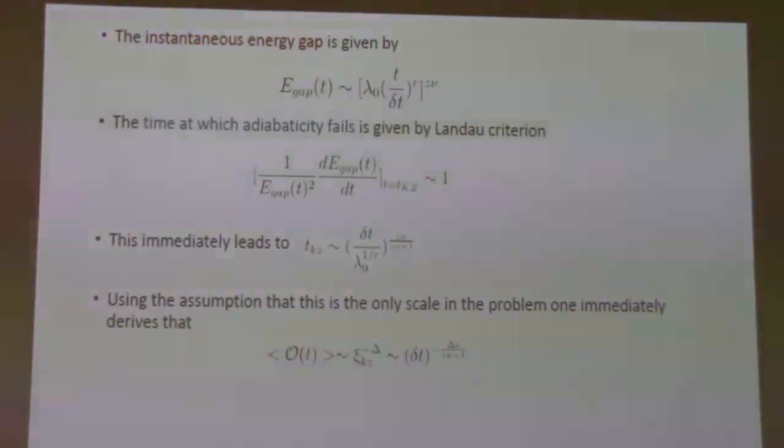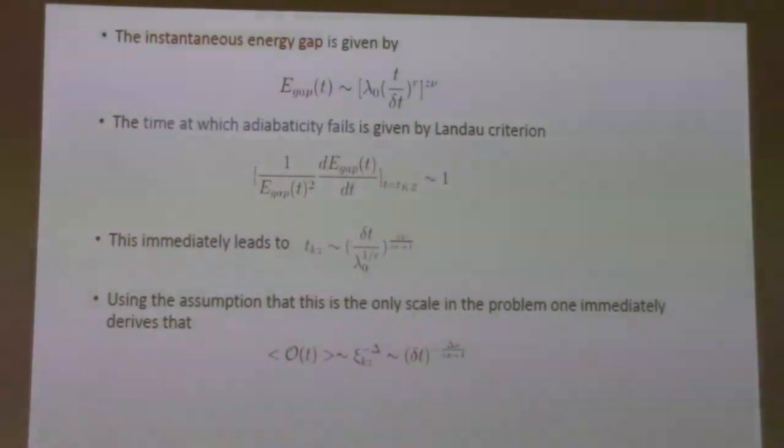Yes? Stupid question. That expression, just by dimension, should have some speed of light in it, because it is an E times E. Speed of light is, this is a relativistic thing. I've taken the speed of light to be 1. Okay. So everything is just raised to the dimension of that operator.